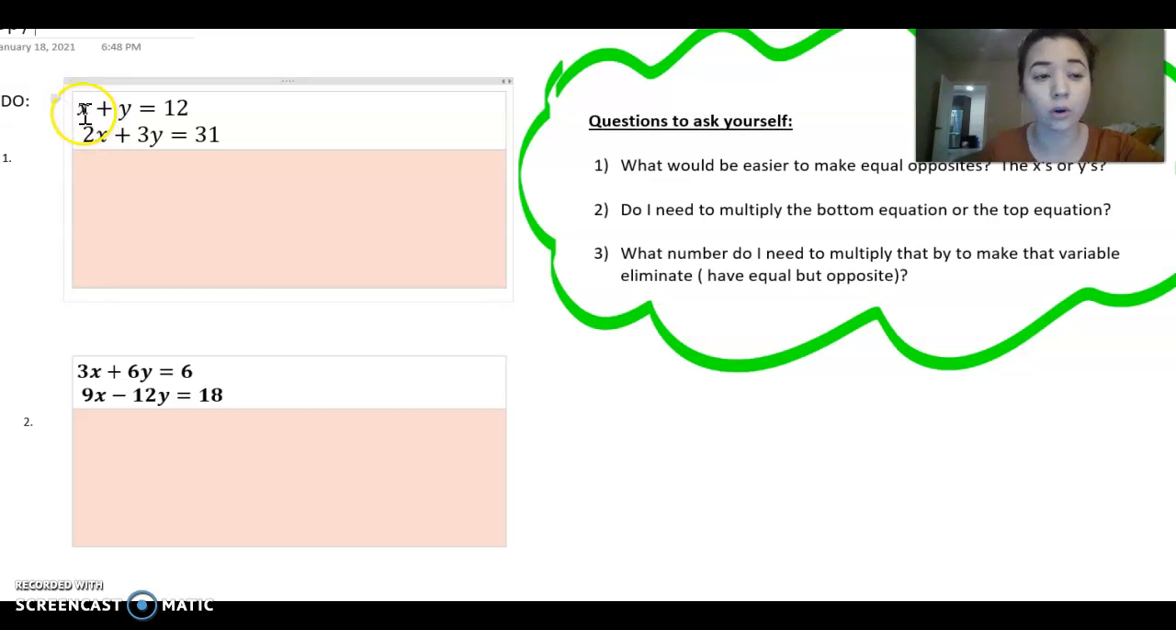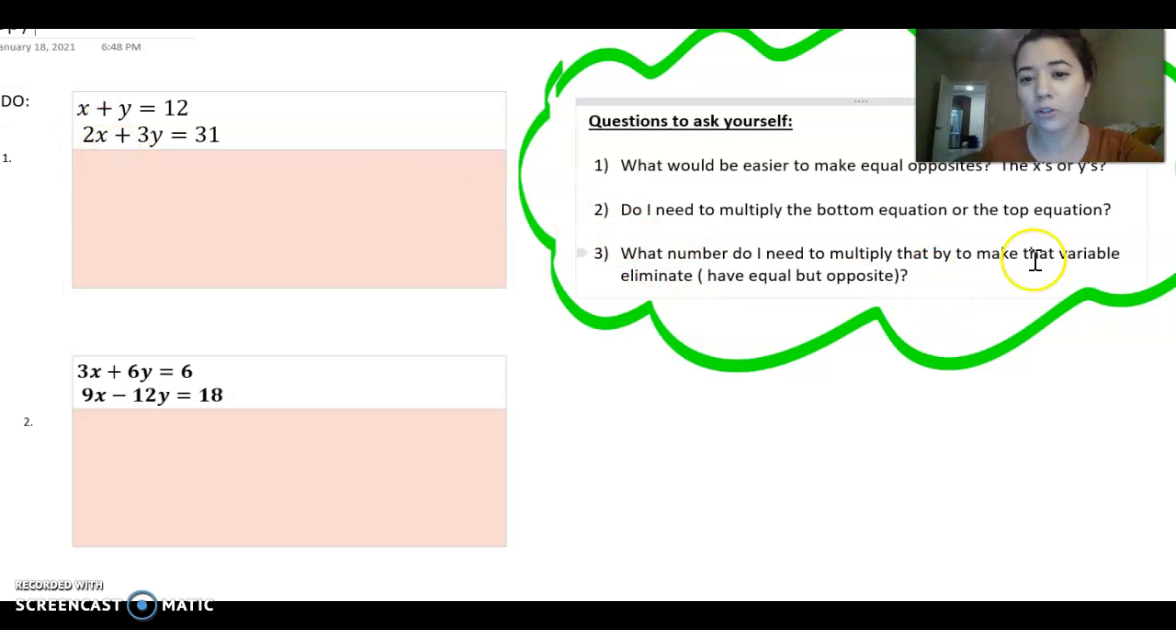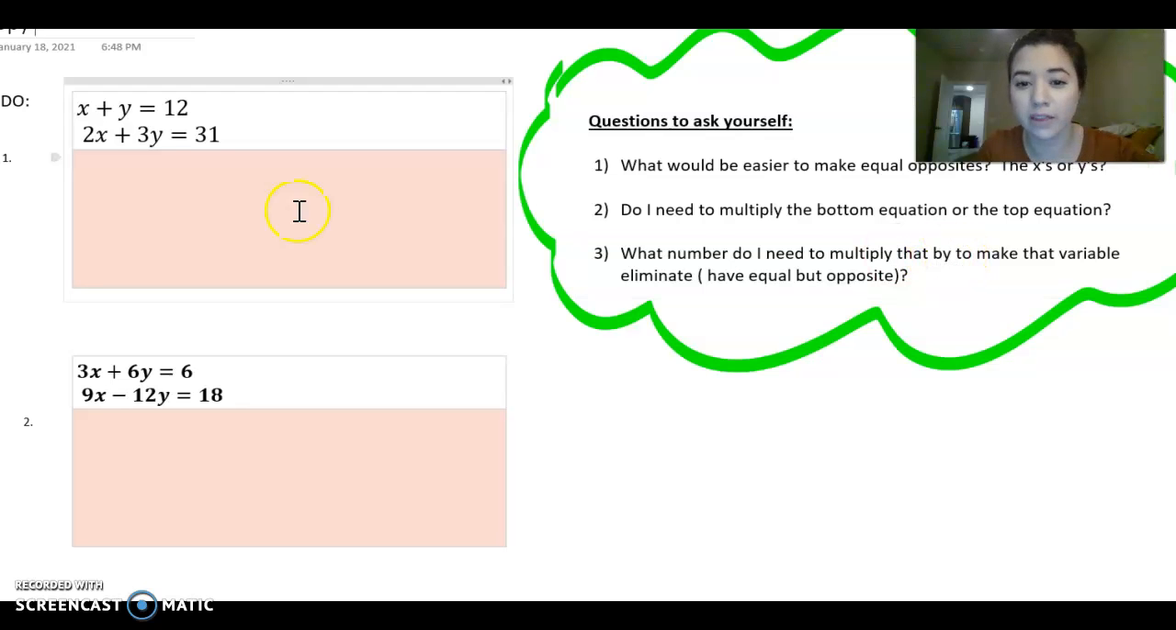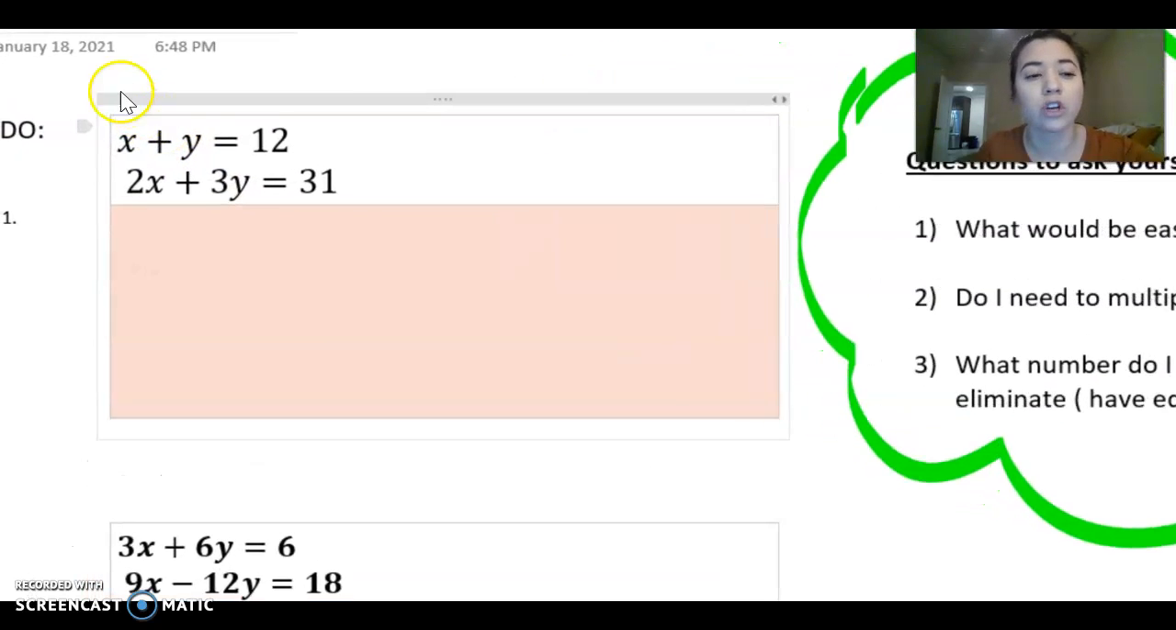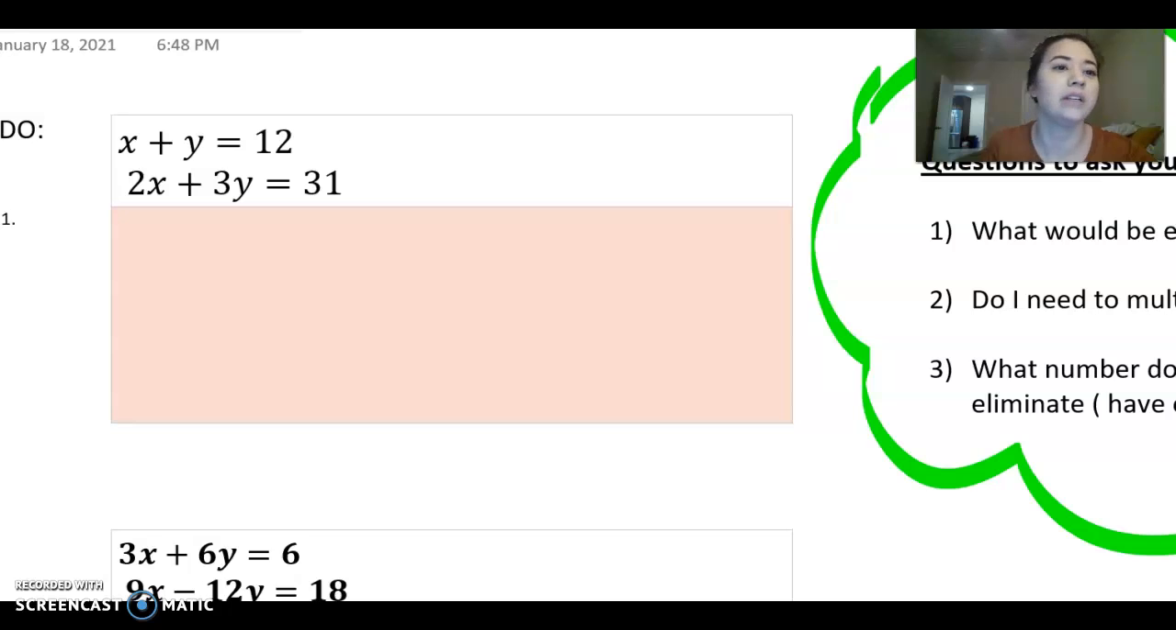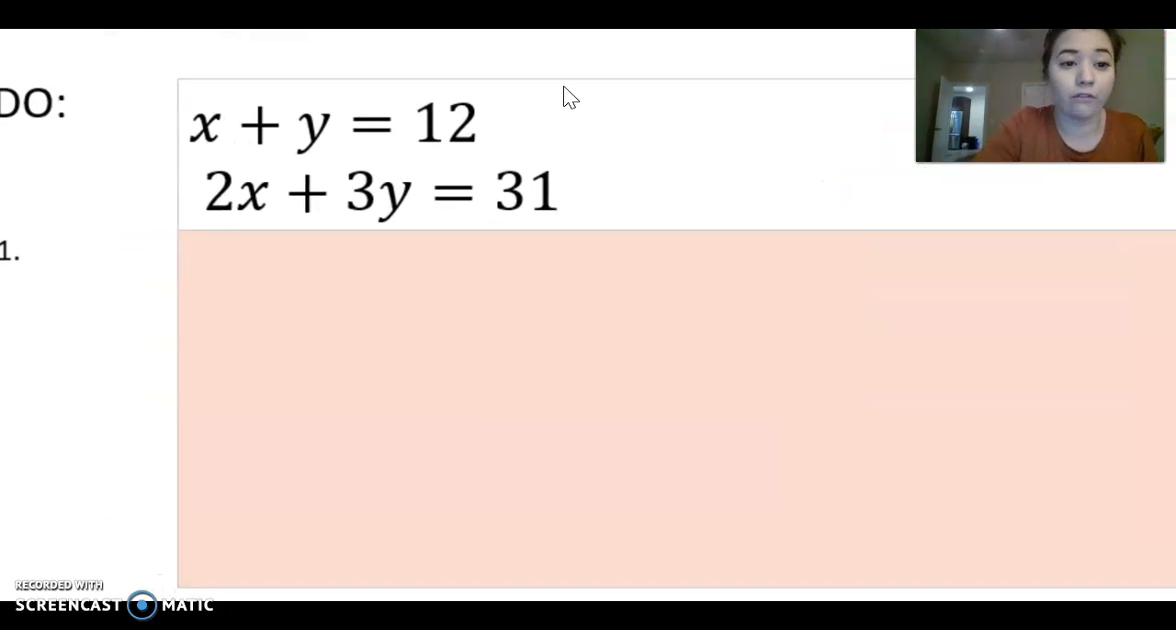It's easier to turn a 1 into a negative 2 or a 1 into a negative 3 versus take the 3 and turn it back into a 1. So you usually want to choose the smaller and then make it larger. And then what number do I need to multiply it by to make that variable eliminate? So like I said, this one, you can't really choose a wrong one. That's the thing with these problems, they have a lot of different ways you can solve it, and you can still get it right even if you do it differently from me.